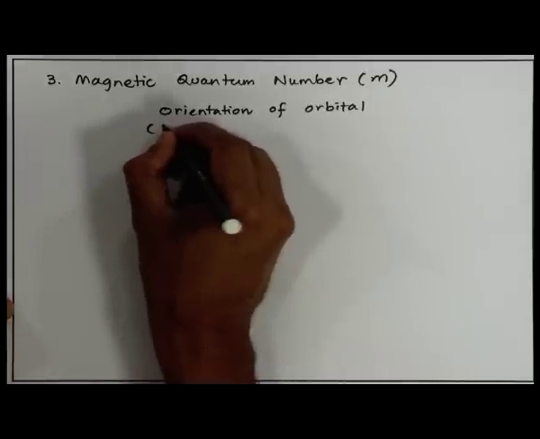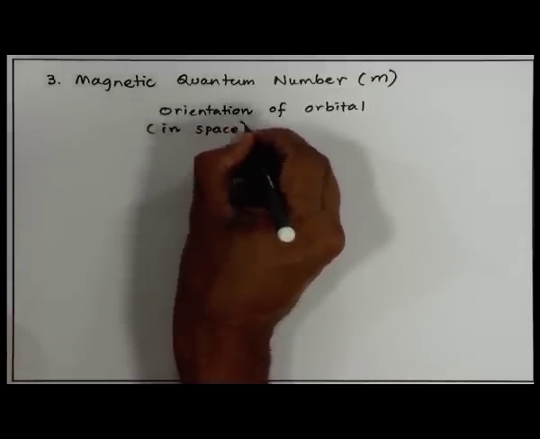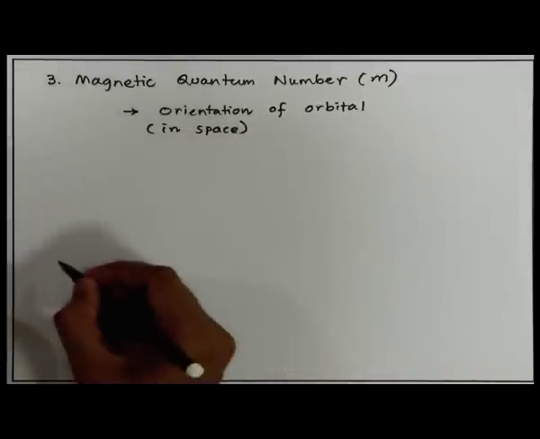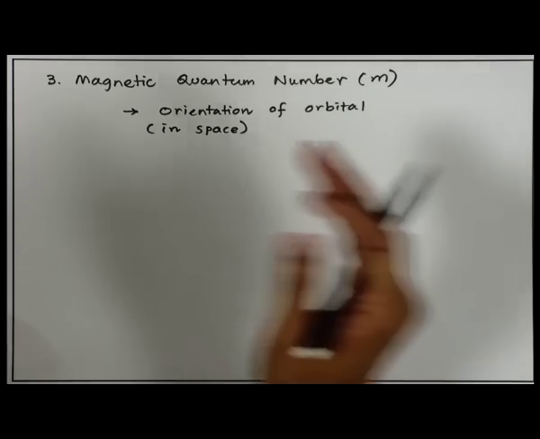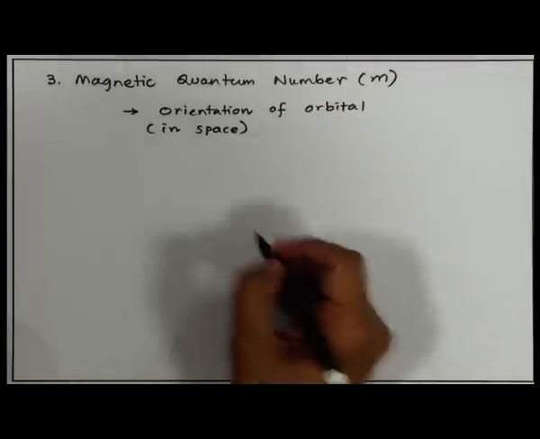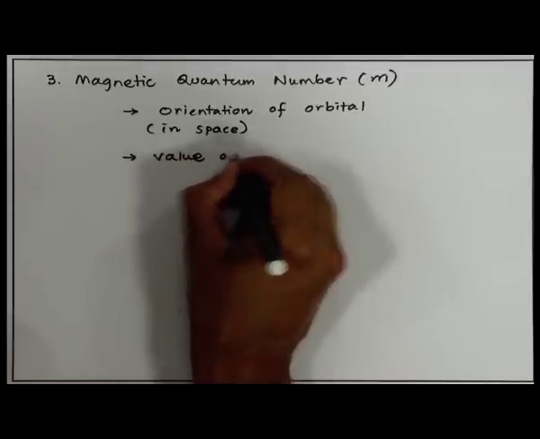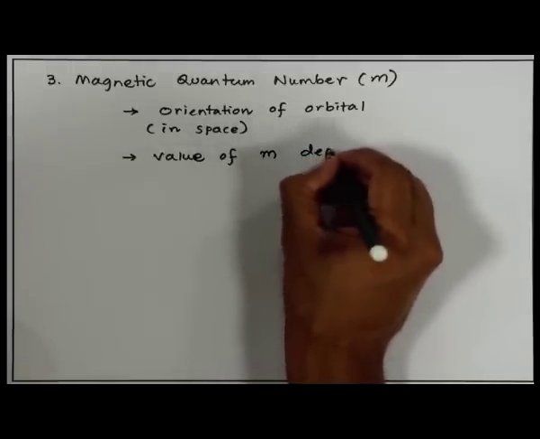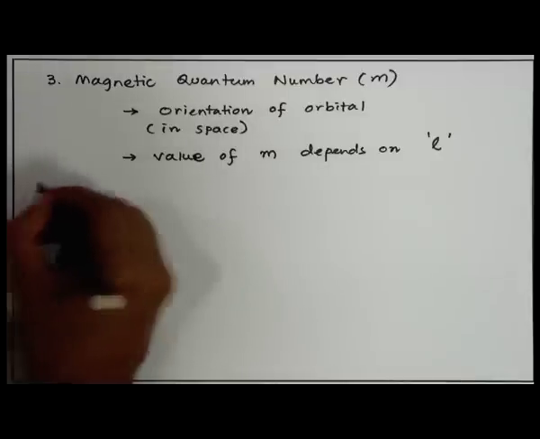At the moment, by this orientation we mean orientation in space. What kind of orientation does it have? So, this signifies the orientation of the orbital. We saw that the value of L, the azimuthal quantum number, was determined by the value of n, the principal quantum number, that was the leading quantum number, and then was the azimuthal quantum number. Now, the value of the magnetic quantum number m depends on the value of L.